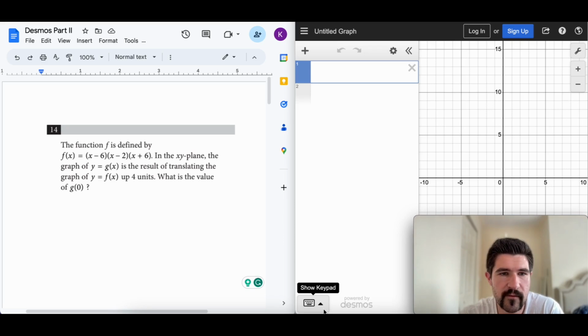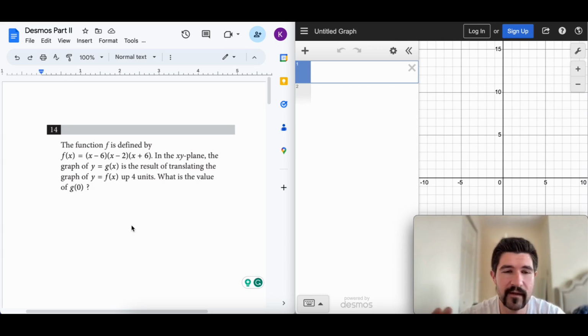So we'll start with the question. This is from one of the SAT tests, one of the new ones on the left here. And it looks really confusing. It says that this function is f of x equals (x minus 6)(x minus 2)(x plus 6). And it says that the graph of g of x, which is a completely separate function, is the result of translating or moving this f of x graph up 4. And they say, what's the value of g of 0? Really, really tough sounding question.